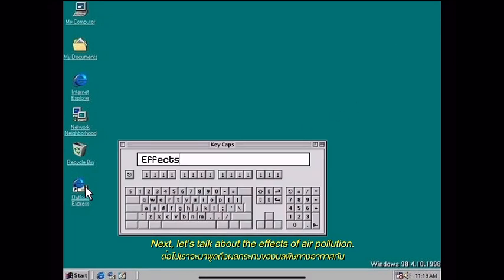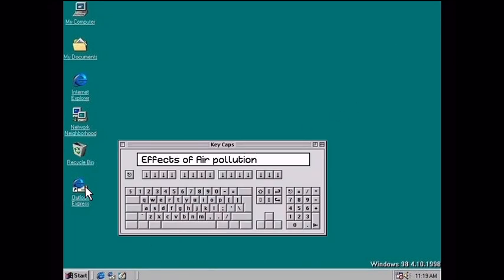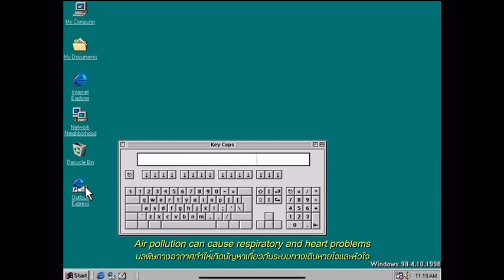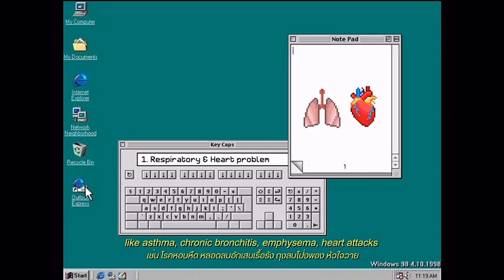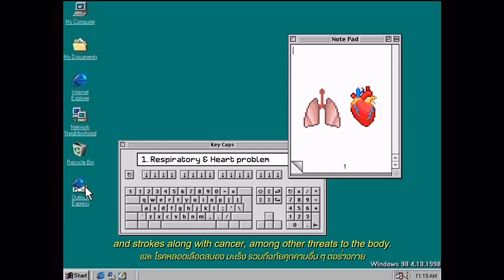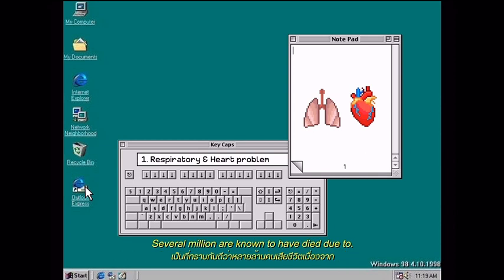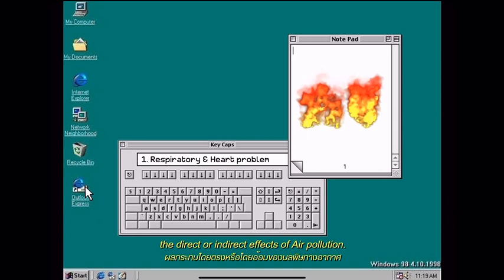Next, let's talk about the effects of air pollution. Air pollution can cause respiratory and heart problems. Air pollution creates several respiratory and heart conditions like asthma, chronic bronchitis, emphysema, heart attacks, and strokes, along with cancer, among other threats to the body. Several millions are known to have died due to the direct or indirect effects of air pollution.